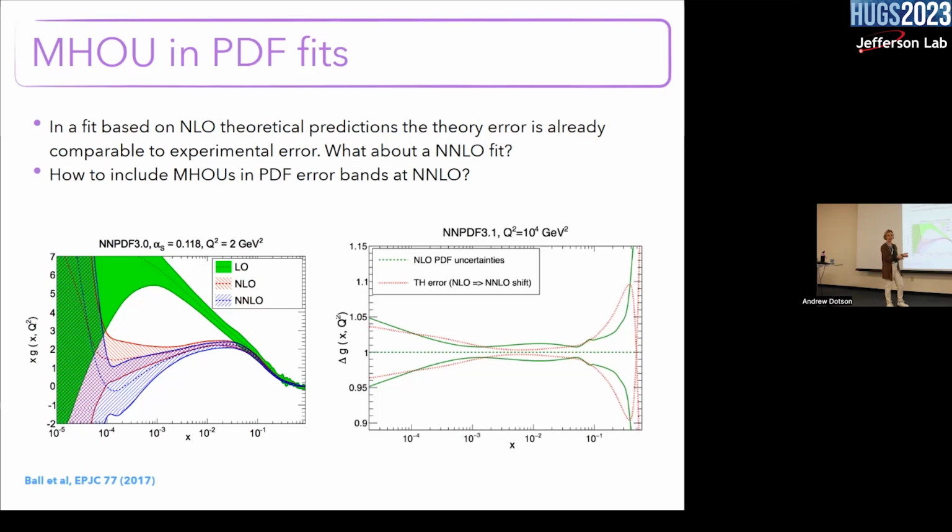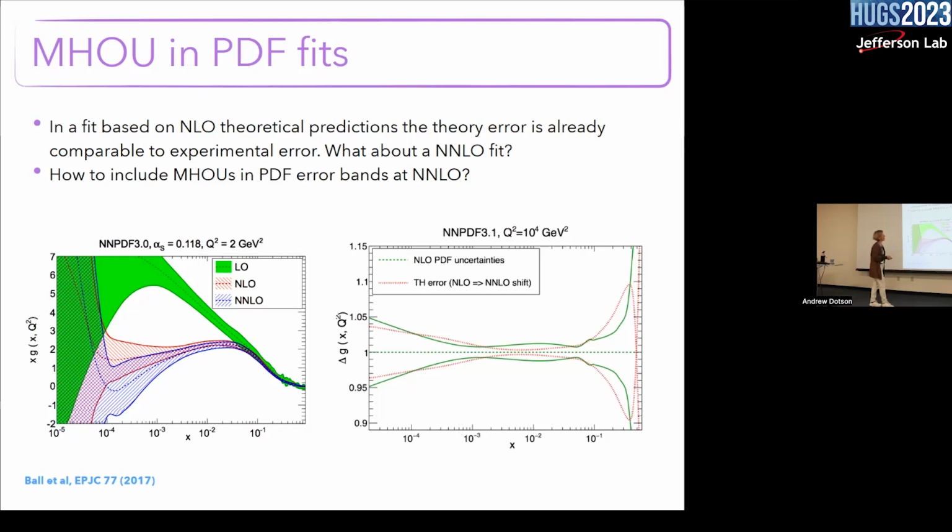What about N3LO? The problem is that we don't have the next order, so we cannot play the same game. So we cannot associate any difference because we don't know the next order. So how would the gluon move if I was using an N3LO theory input, which by the way, we don't have yet completely?